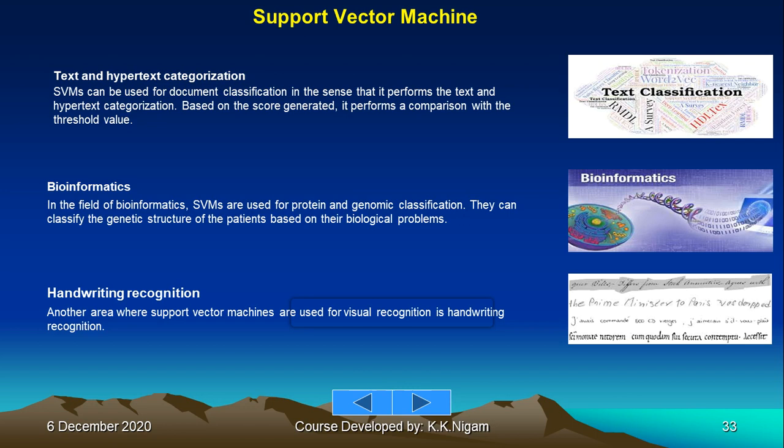Then bioinformatics. In the field of bioinformatics, SVMs are used for protein and genome classification. They can classify the genetic structure of the patients based on their biological problems. Handwriting recognition: another area where support vector machines are used for visual recognition is handwriting, and there also it is being used quite extensively.